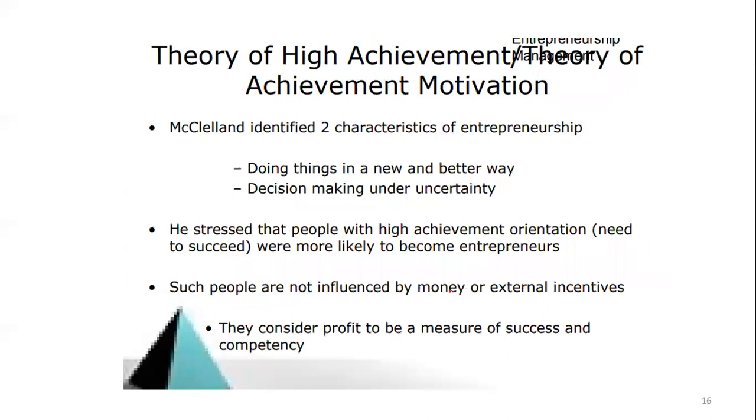Then the high achievement theory of motivation, which is given by McClelland. Two characteristics of an entrepreneur are highlighted here: doing things in a new and better way, and decision making under uncertainty. He stressed that people with a high need for achievement were more likely to become entrepreneurs. The ones who have high achievement have all the signs of becoming an entrepreneur. Such people are not influenced by money or external incentives. They consider profit to be a measure of success and competency. So for them, the satisfaction comes from the profit.